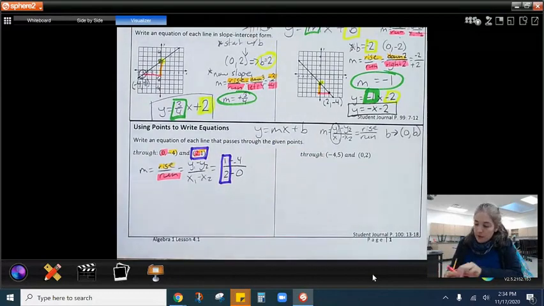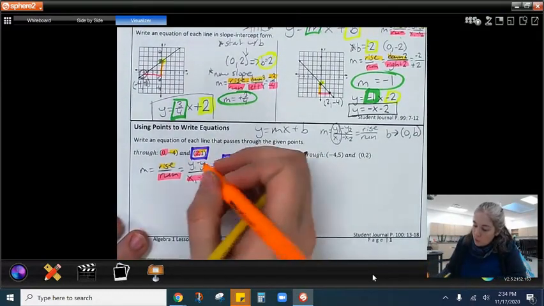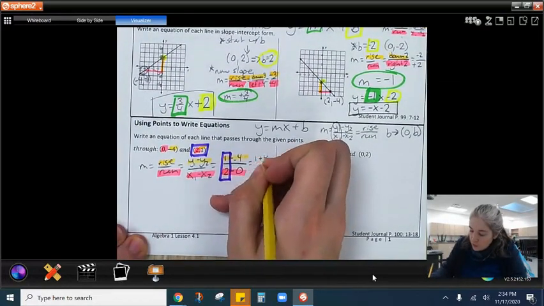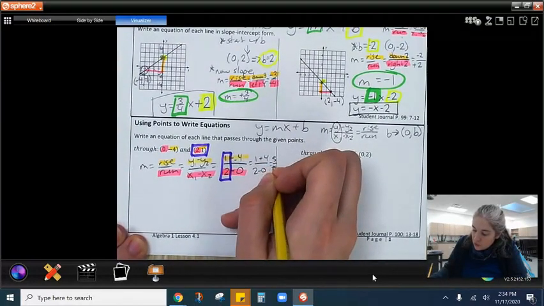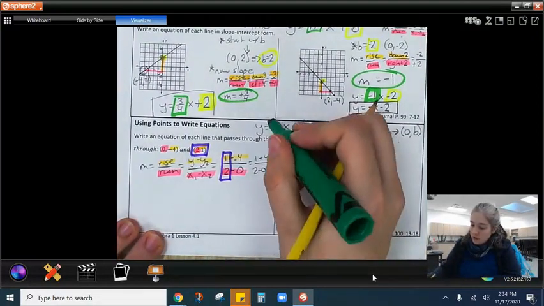So I'm going to rewrite this now with my 1 minus a -4, which is really the same as 1 plus 4. And then 2 minus 0, so that's really 5 over 2. So that is my slope. My slope is 5 over 2.